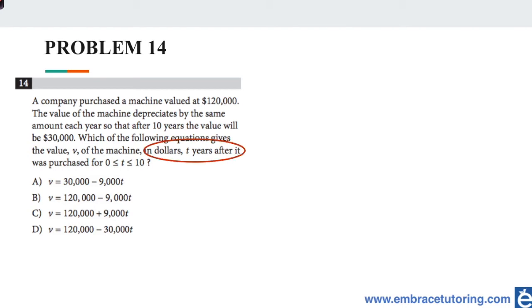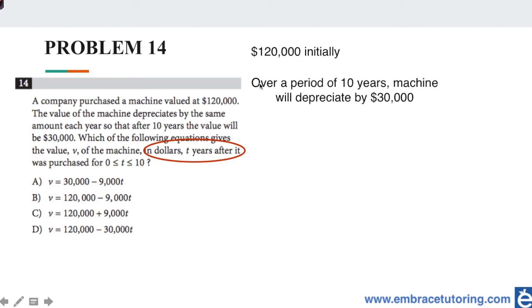Now, what seems to be tricky about this question is that you need to understand really what this says, where it says the value of the machine depreciates by the same amount each year so that after 10 years, the value will be $30,000. Now, this isn't the total value of it. This is the total value of depreciation. So that's an important distinction, meaning that you start with $120,000 initially, and over a 10-year period, the machine will depreciate by a total of $30,000. Taking my initial amount of $120,000 and subtracting my total amount of depreciation, which is $30,000, is now going to give me my new value of $90,000.